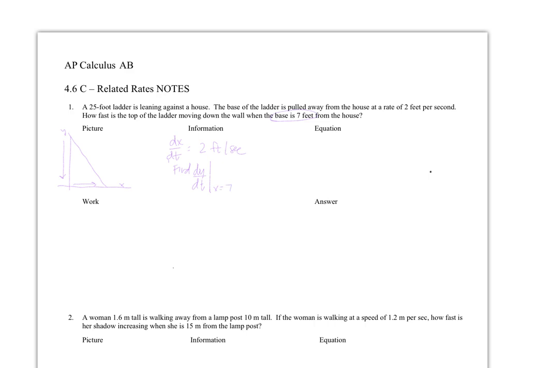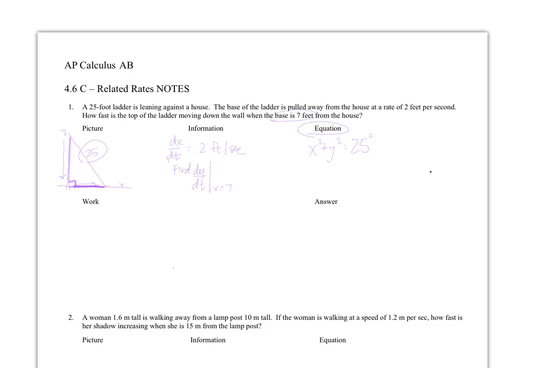Now, because I know that this ladder is 25 feet tall, and I've labeled this as x, which is changing, and this as y, which is also changing, when you're looking for an equation, is there any equation you already know that relates the two sides of a right triangle along with the hypotenuse? Of course there is. It is x squared plus y squared equals the hypotenuse, in this case, 25 squared.